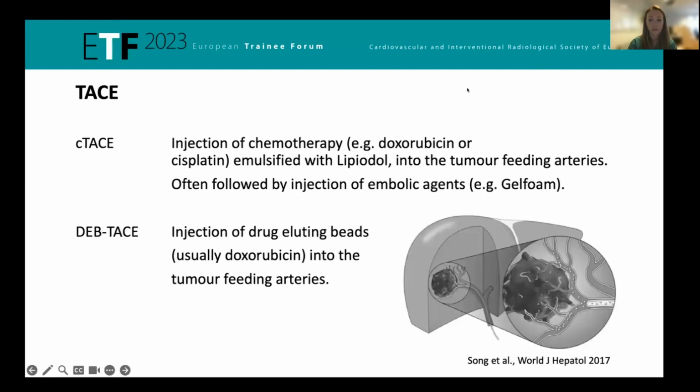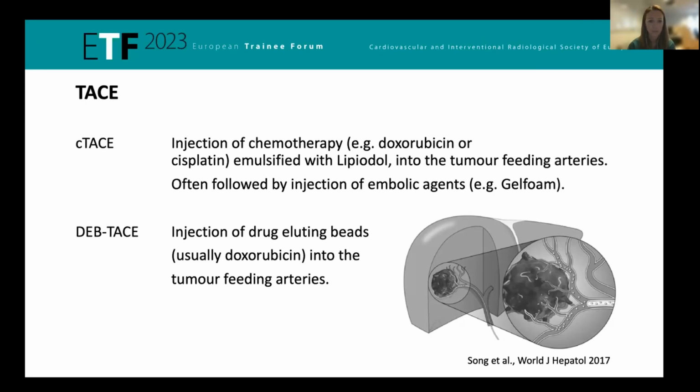There are two types of TACE. Originally developed in the 80s is the conventional TACE, where a mixture of chemotherapy with lipiodol, which is an oily contrast agent, is injected into the tumor feeding arteries, often followed by injection of embolic agents such as gelfoam.